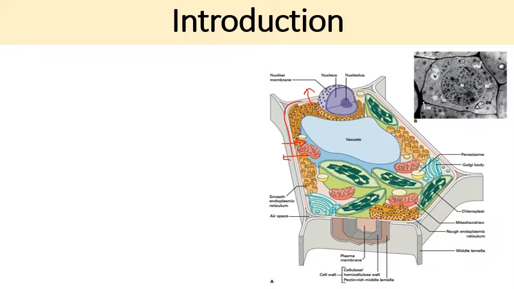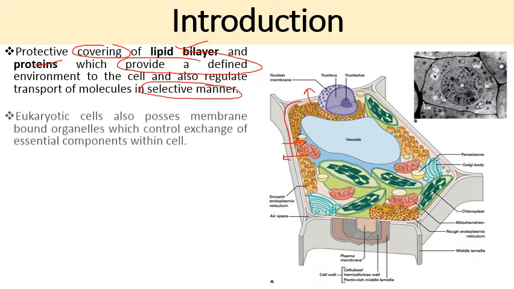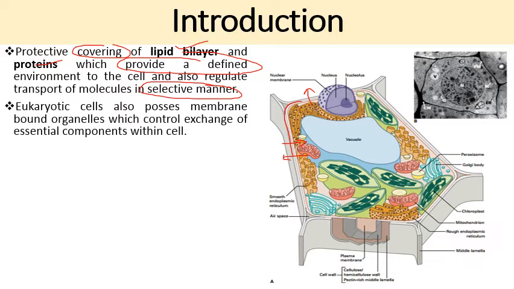material within the cells. Basically, plasma membrane is a protective covering which is made up of lipid bilayer and proteins, and provides a defined environment to the cell, and also regulates transport of molecules in a selective manner. Eukaryotic cells possess membrane bonded cell organelles, which control the exchange of essential components within the cell.